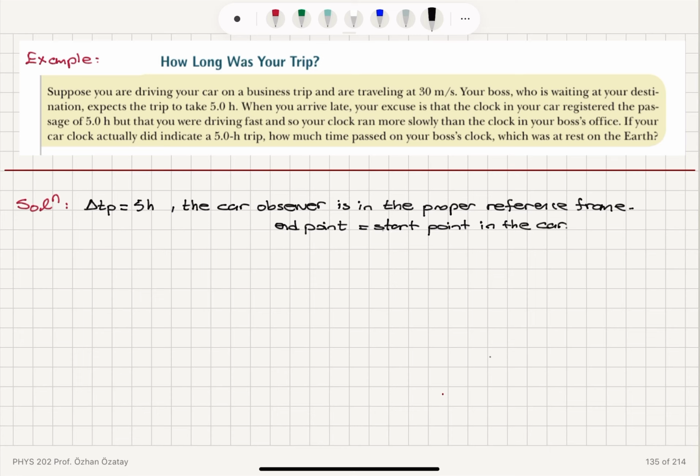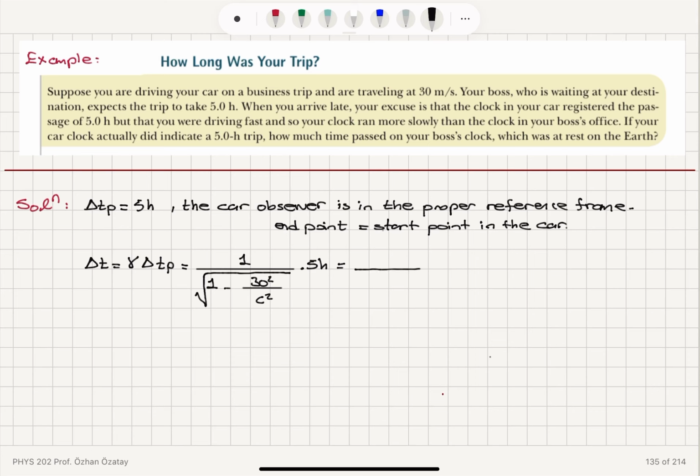Okay, so that's the first thing. We have to determine who is recording the proper time. So the observer on the Earth is recording an improper time, which is relativistically corrected, gamma times delta Tp. Now we have to calculate this relativistic correction factor. It is 1 over the square root of 1 minus 30 squared divided by c squared, where c is 3 times 10 to the 8 meters per second, squared, multiplied by 5 hours, the proper time interval.